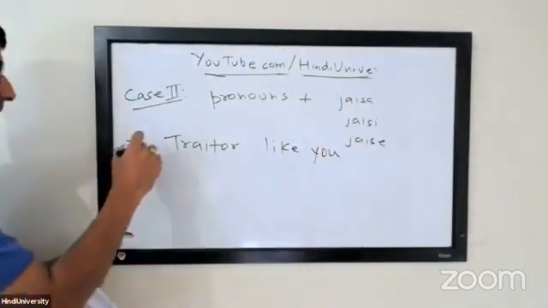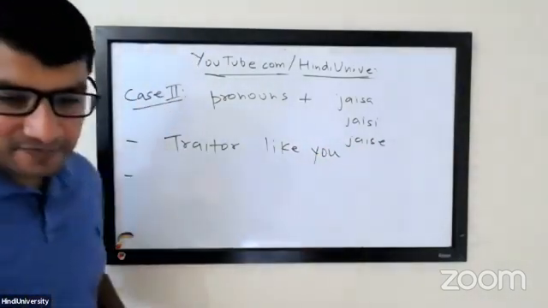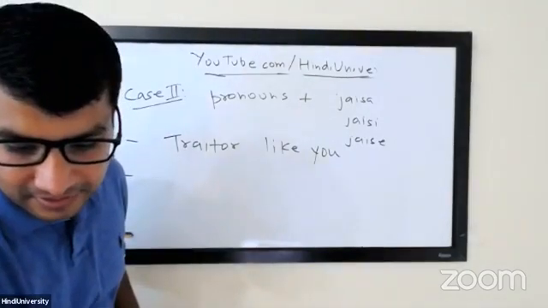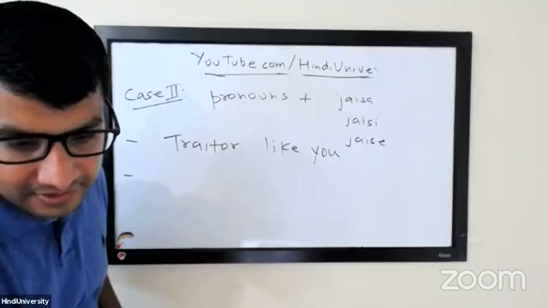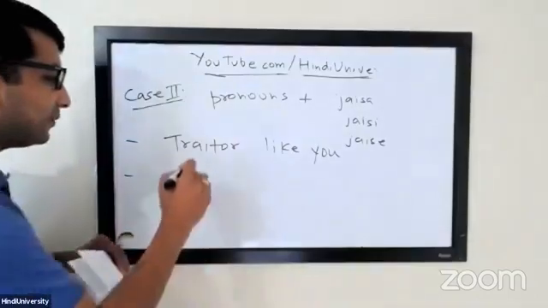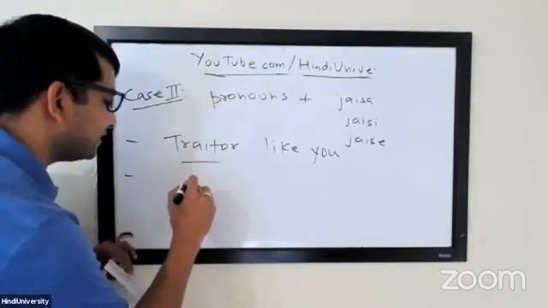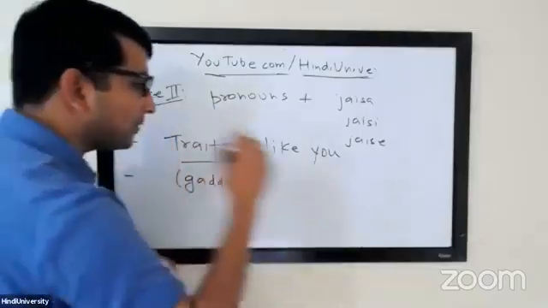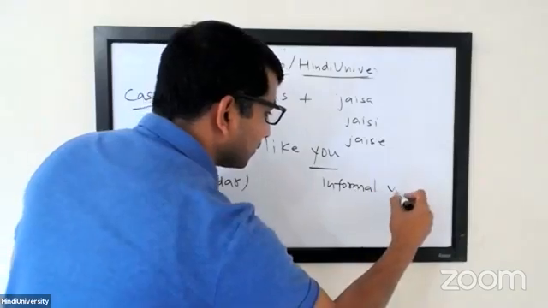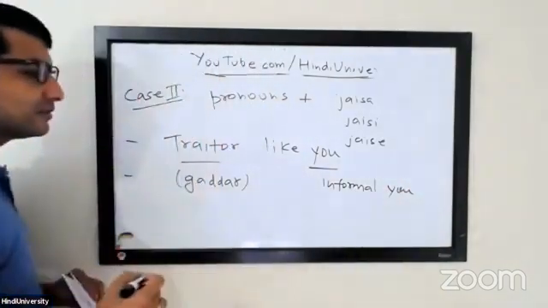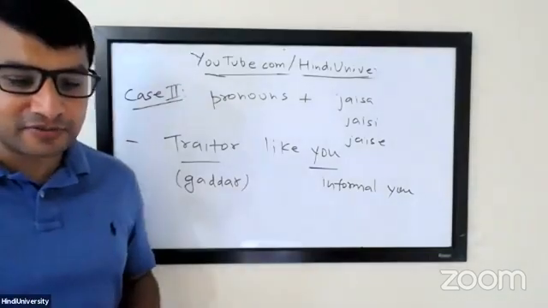How do you say that in Hindi? Olina ji, you want to give it a try? आप जैसा traitor. Okay, very good. And the word for traitor is gaddar, right? And let's say you want to use the informal you, because you will not refer to a traitor with respect, right? So how will you say that?